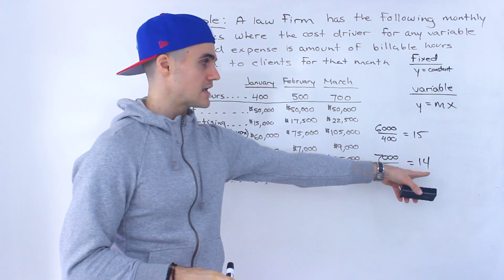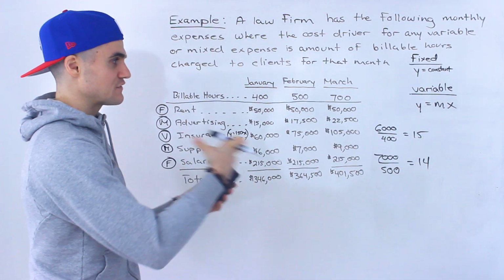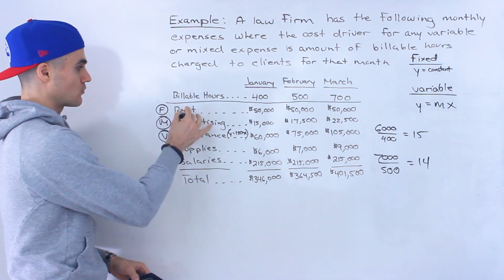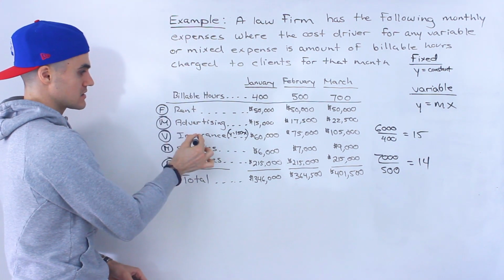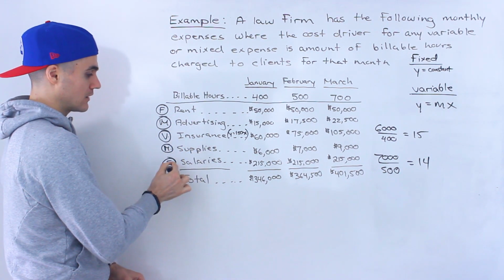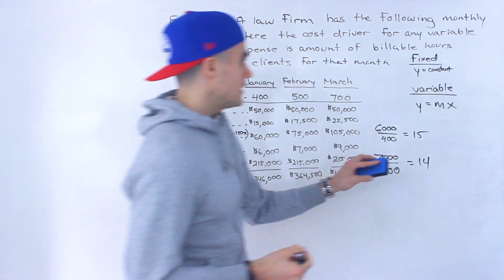These values are going to stay consistent. It's just going to be that M. And then anything else that doesn't fit one of those two criteria is going to be a mixed cost. So the rent is fixed, the advertising is mixed, the insurance is variable, the supplies is mixed, and then the salaries is fixed. Right, so we're done number one.